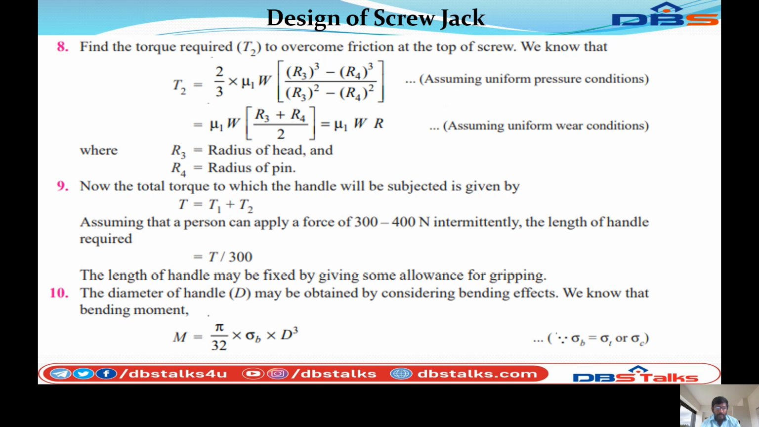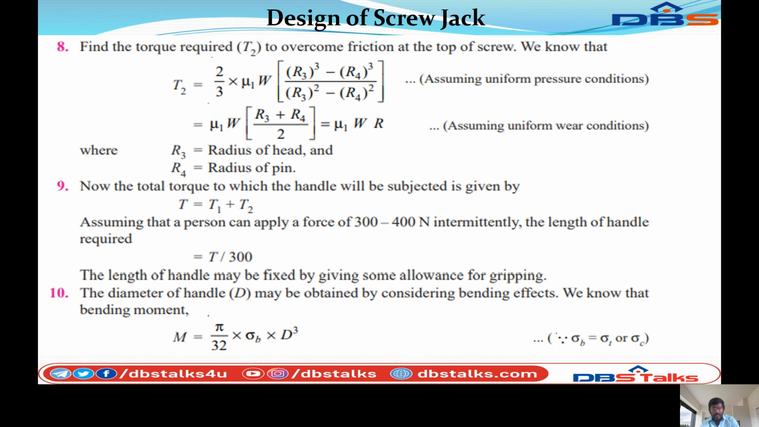This is the step, and we can see the ninth step also. T is equal to total torque T1 plus T2, which you can calculate. The person applies 300 to 400 intermittently, so T by 300. You can also calculate this step.